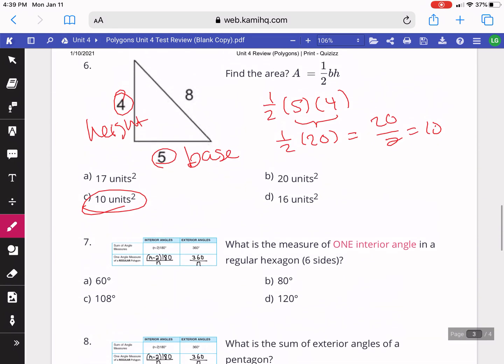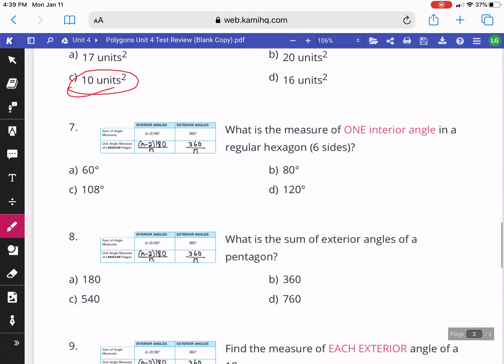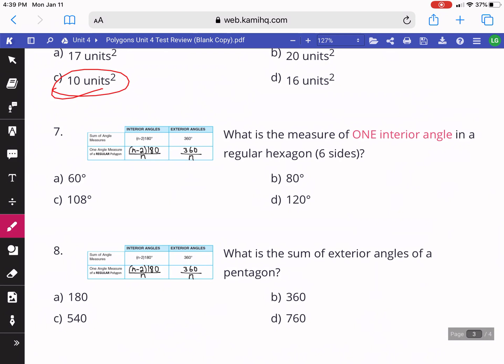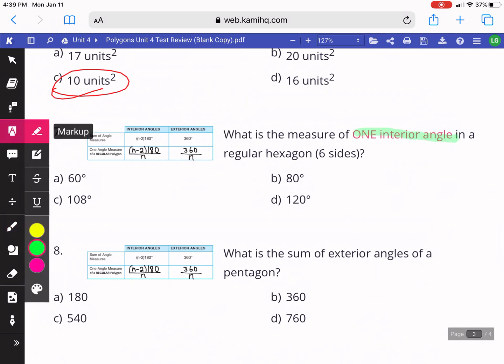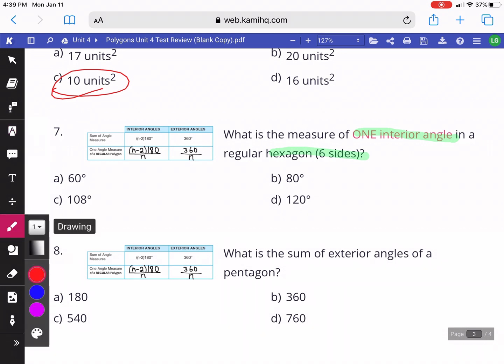And remember, anytime you're doing area, your units are squared. This next question, we have a little formula chart. It's for our angles. They want the measure of one interior angle of a hexagon. So when you're finding the sum of the interior angles, you use n minus 2 times 180. But if you want one of those, you have to put over n, because you're going to divide by the number of sides to get each individual angle.